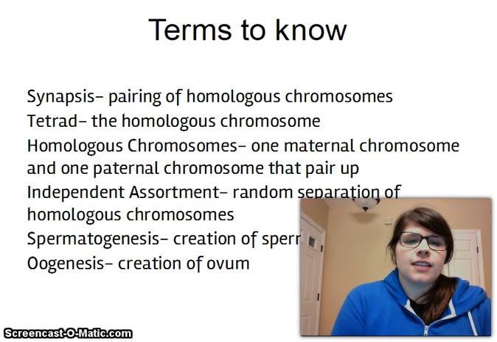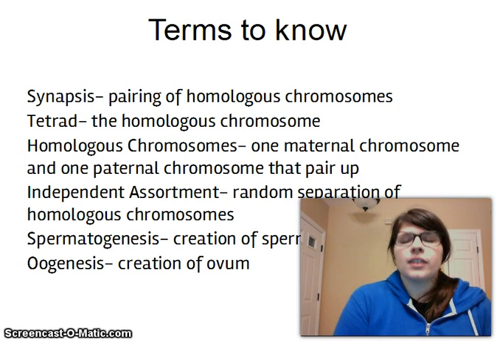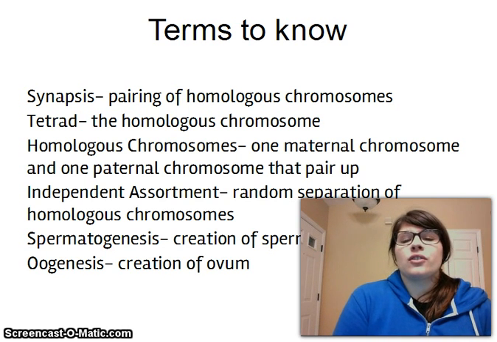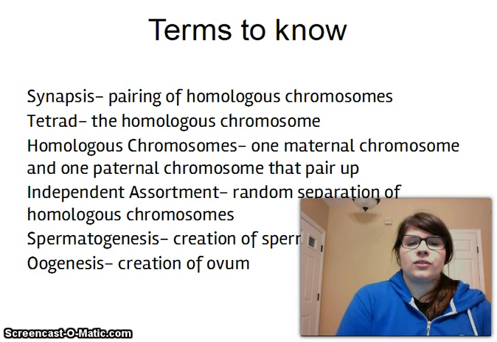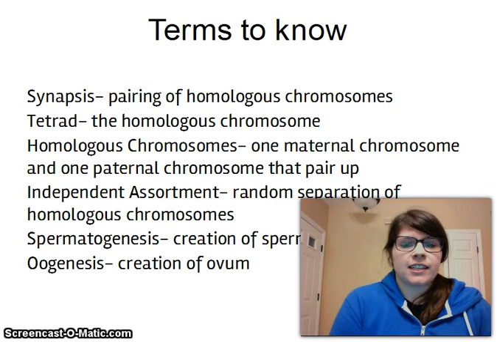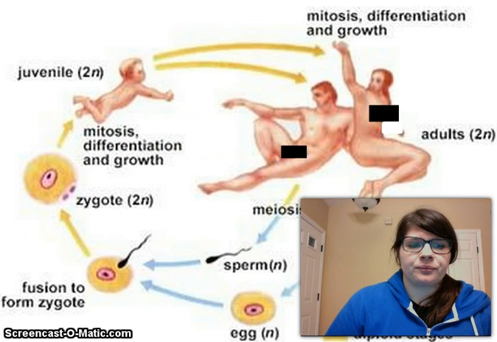So you're going to hear me talk about independent assortment. It's the random separation of those chromosomes. When we go through the steps, just like we went through in mitosis, you will see the chromosomes split. And when they split, that is them becoming separated into different cells. So another one you might want to know, spermatogenesis is creation of your sperm. And oogenesis is creation of your ovum.